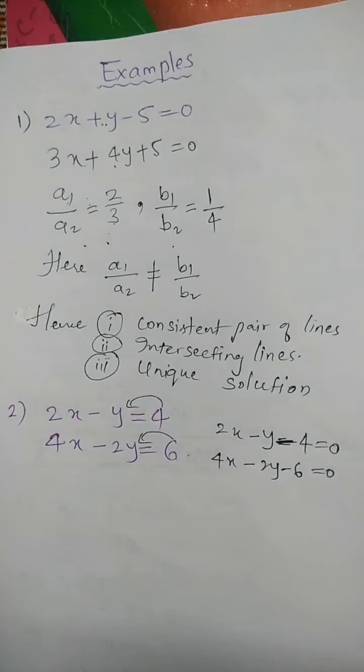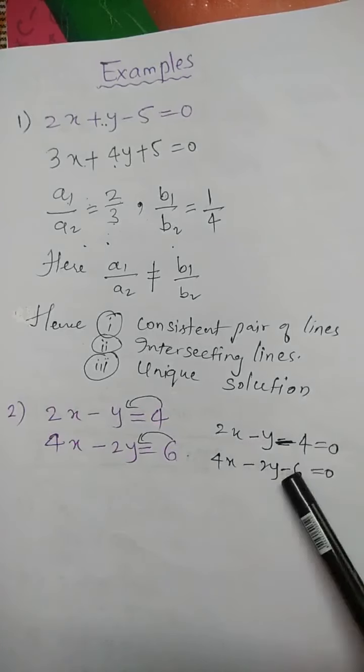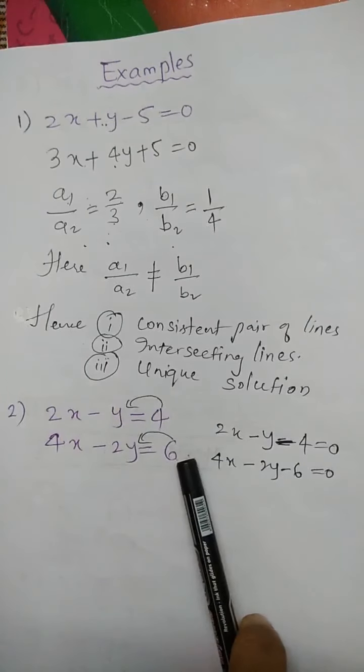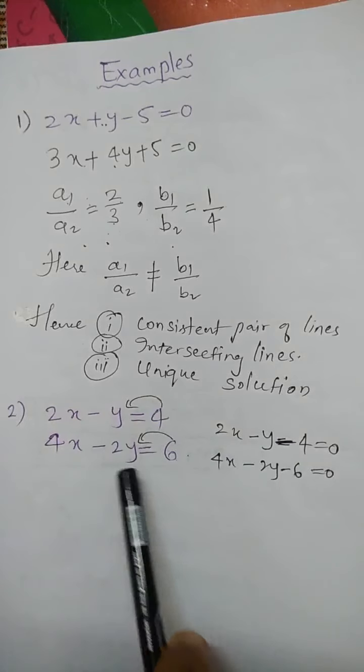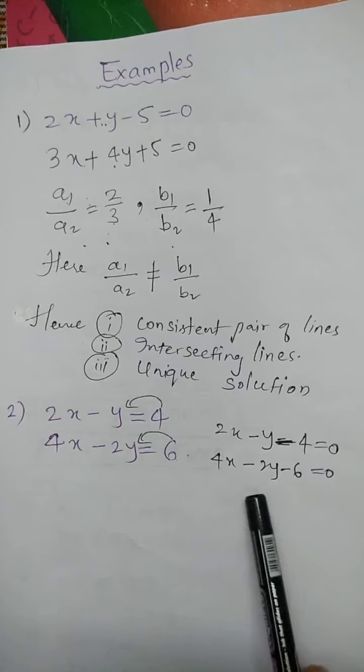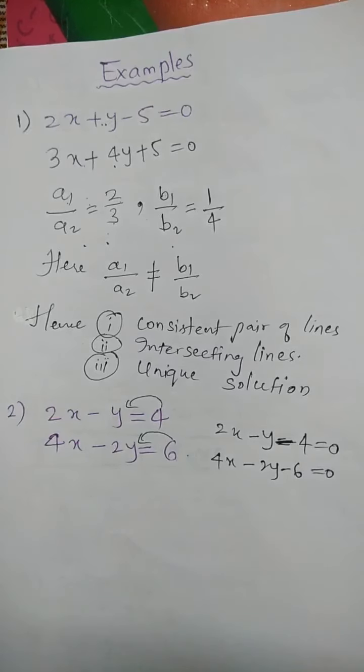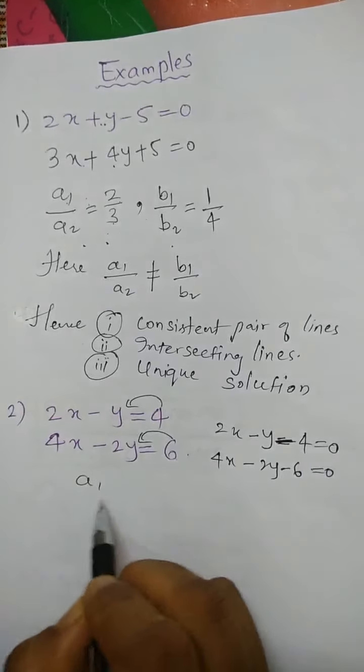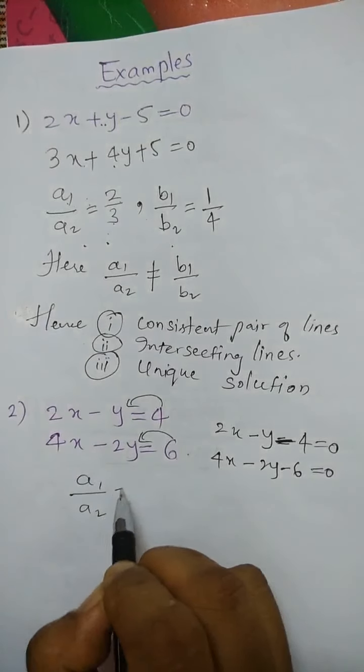Okay, so take care. Either C1, C2 both should be this side or both should be that side of equal to. Here both are this side of equal to. So if we take this value directly, it doesn't make any difference. Okay, so let us find the ratios. Which ratio we have to find first? A1 upon A2. Very good.